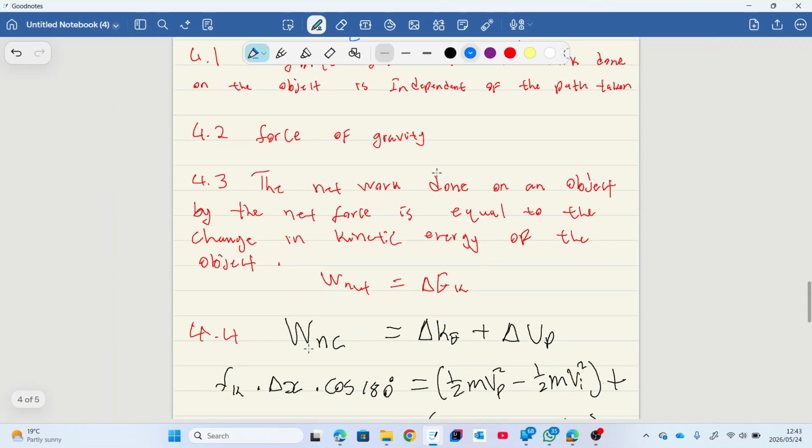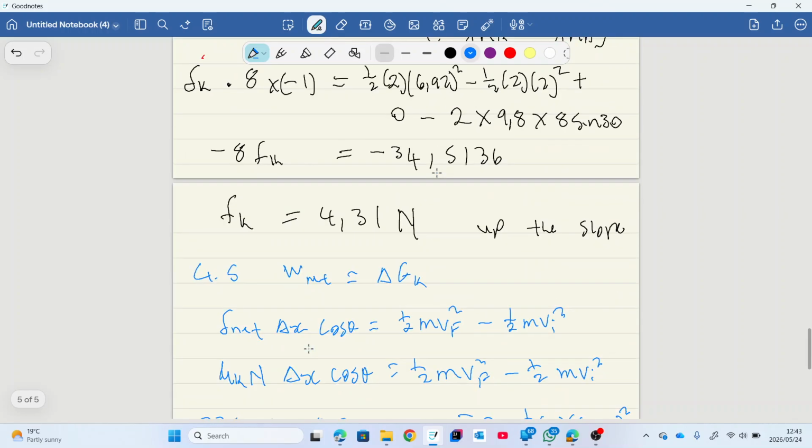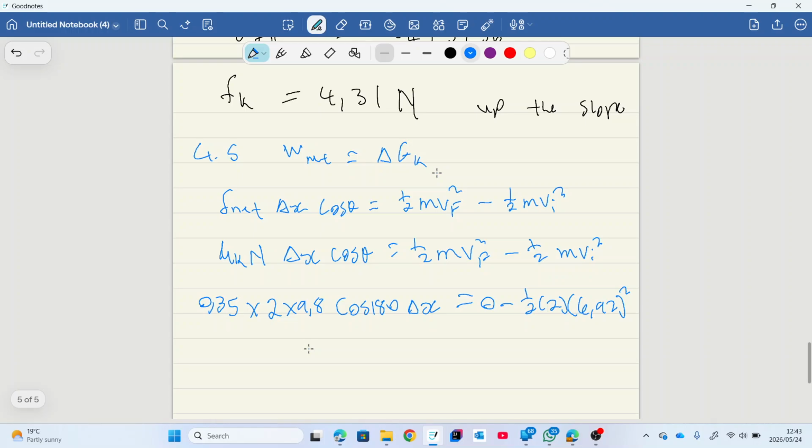Okay, no problem. Now I think I have substituted. So my aim is to isolate delta x. Therefore, my delta x will be equal to minus 1 over 2 into 2, 6.92 squared, divided by 0.35 times 2 times 9.8, the cosine of 180.